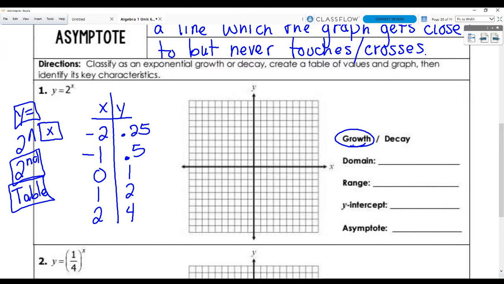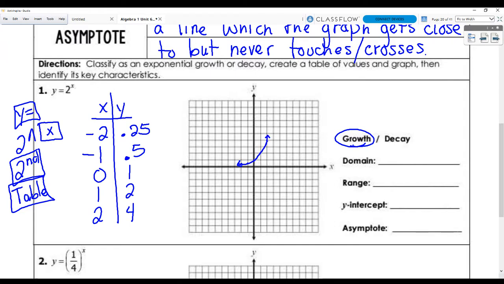So I'm going to start at the origin, go to -2, and go just a hair above the x-axis. Go to -1.5, between 0 and 1. 0, 1. Over 1, up 2. And over 2, up 4. And it keeps going from there. So it will continue to the left, so I'm going to put an arrow on that end, and it will continue up to the right, so I'm going to put an arrow on that end.